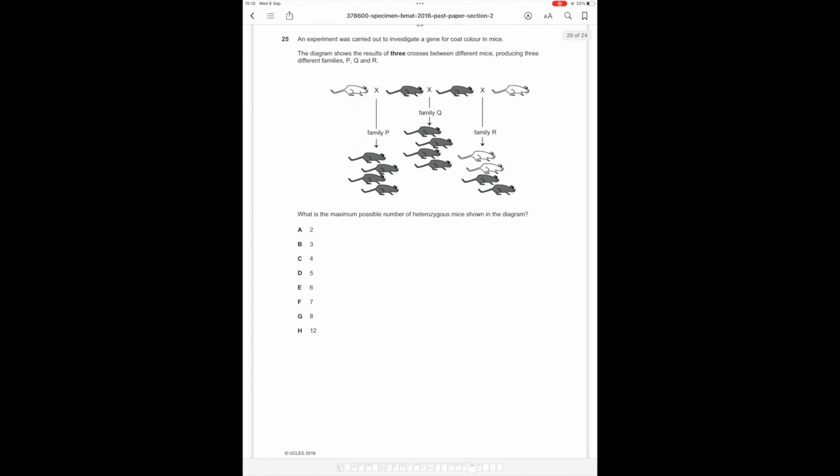So we can either assume that, from this diagram, the easiest assumption to get the maximum number of heterozygous mice is that the gene for black coat color is going to be dominant. So therefore, this mouse can be HZ, this can be HZ, and all of these guys over here can be HZ.